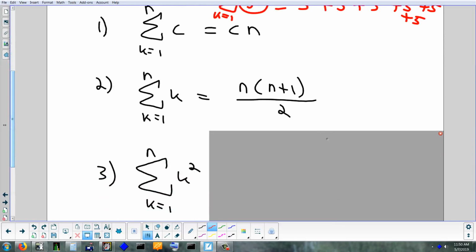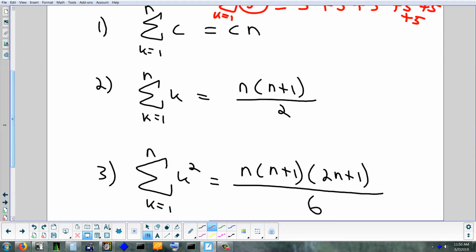The patterns start to get even harder. So now you're adding up the first n perfect squares: 1 squared plus 2 squared plus 3 squared plus 4 squared, things like that. So if you wanted to know what the first 50 perfect squares add up to, you're adding up 1 squared through 50 squared. Every single number squared. All of them.